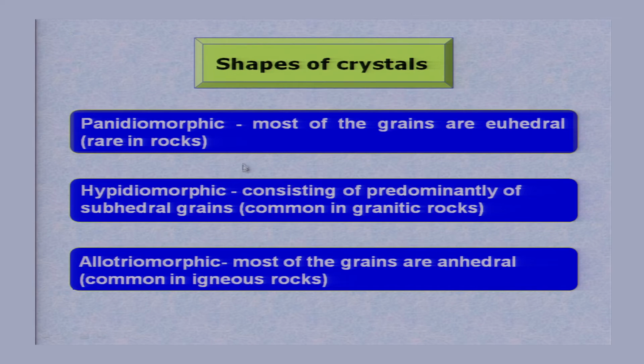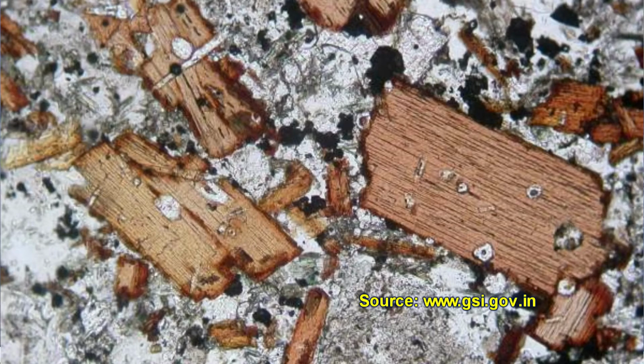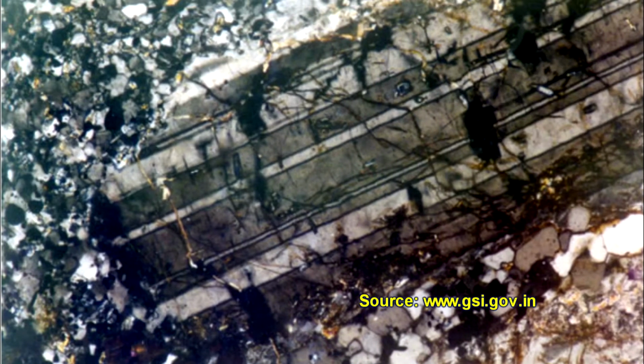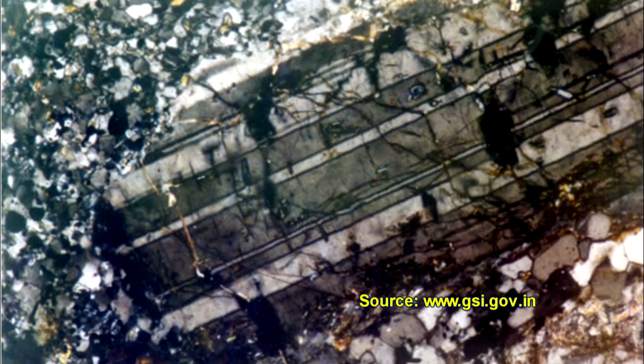Now, I will discuss the shape of the crystals. Panidiomorphic texture. What is panidiomorphic texture? In this case, most of the grains are euhedral. Euhedral means all the crystal faces are very well developed, but this kind of texture is rare in igneous rocks. Second type is epidiomorphic texture. It consists predominantly of subhedral grains, common in granitic rocks. This kind of texture is commonly found in granitic rocks, and granitic rocks are also very common.